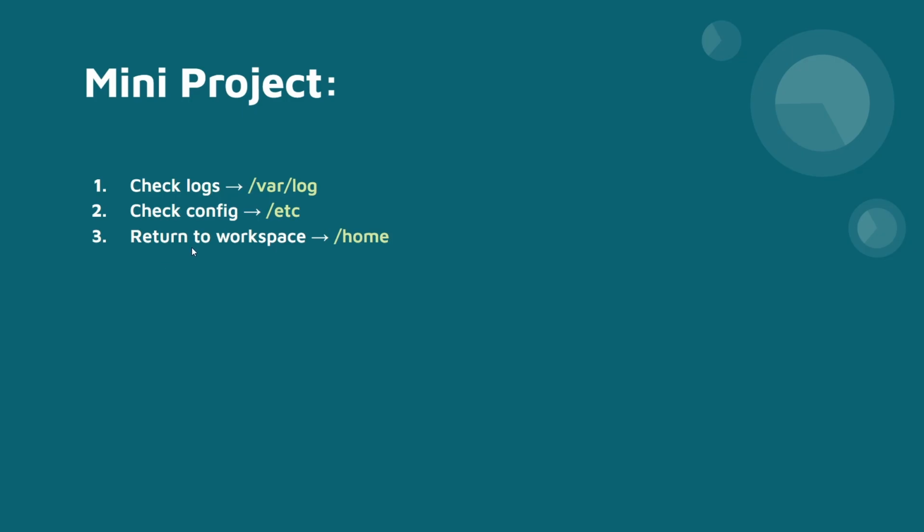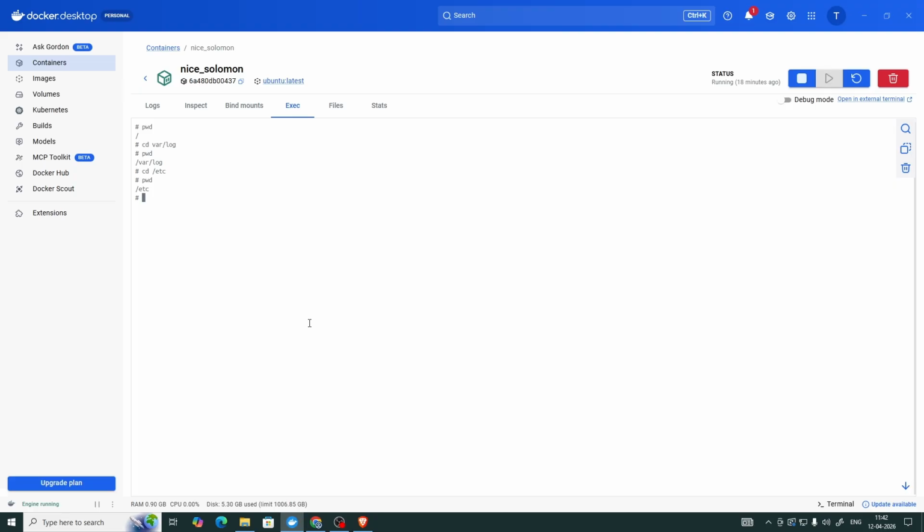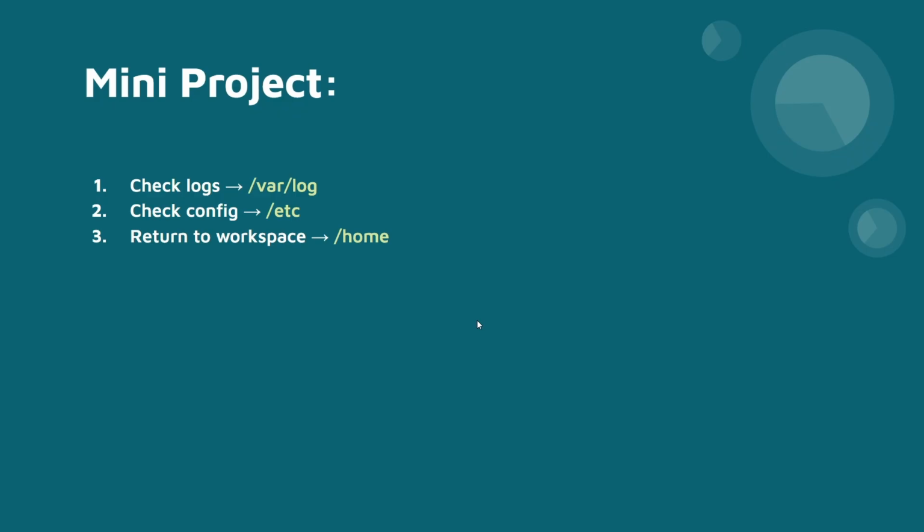Next, return to workspace, that is the home. How can you do this? You can write cd. Now if you write pwd, see, we are in the home directory. So I hope you understood it, guys, right?